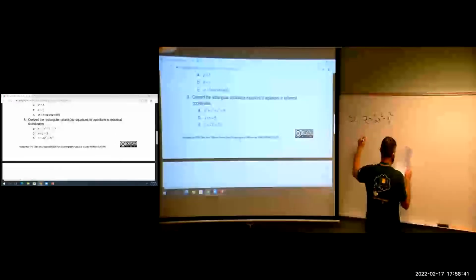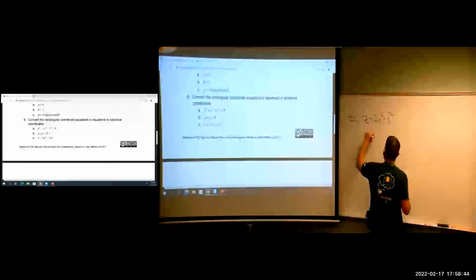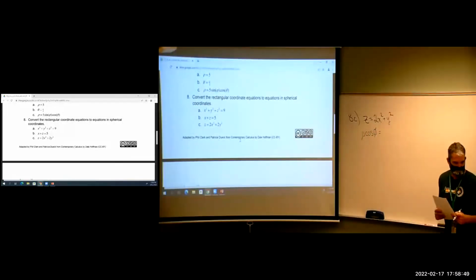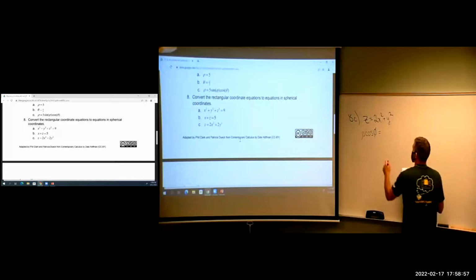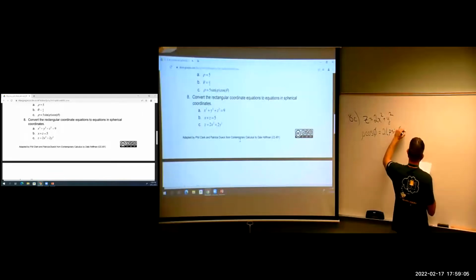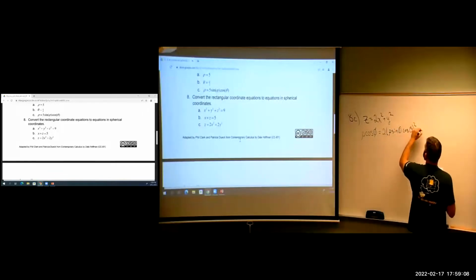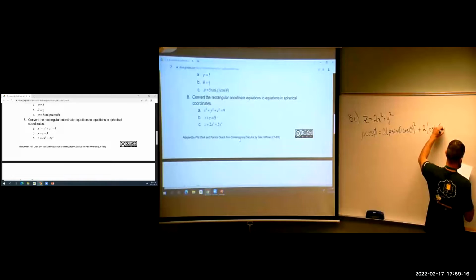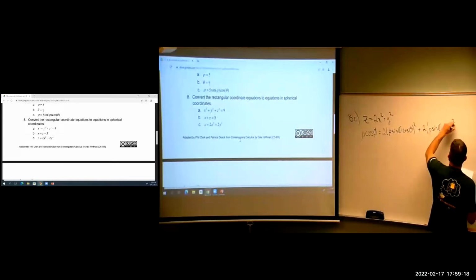So z equals rho cosine phi. Guys, I don't even have these memorized. Like I said, do not try to memorize these transformations to spherical. This is the perfect thing for note cards. So x is rho sine phi cosine theta, squared, and y is rho sine phi sine theta, squared.